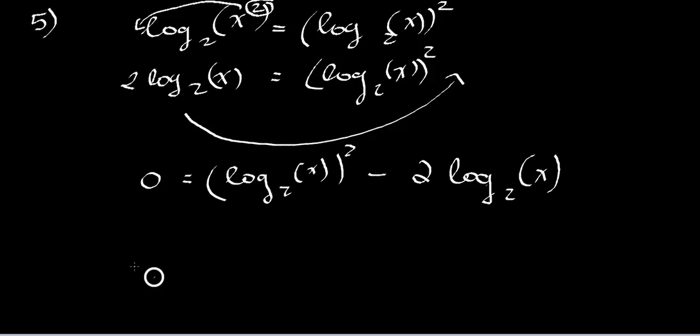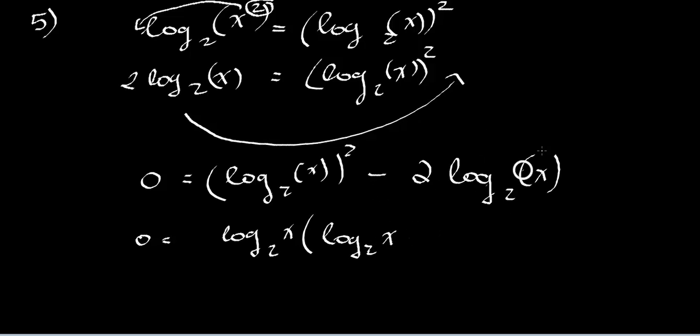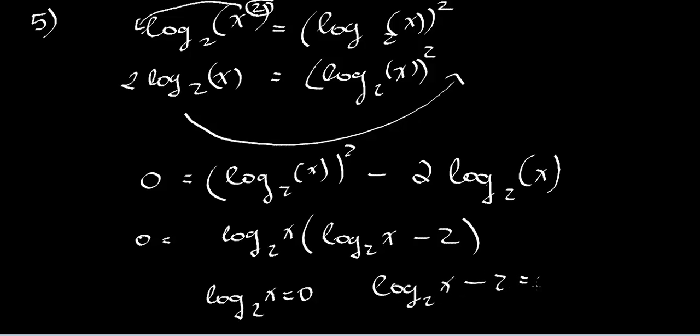We can factor. Right? If we factor a log base 2x from each of these, we have 2 of these, so we just took one of them. We are left with one more. Log base 2x minus, we factored out, we're left with 2. Okay? And now we just set them to 0, right? To solve for x. Log base 2x equals 0, and this guy, log x minus 2 equals 0.